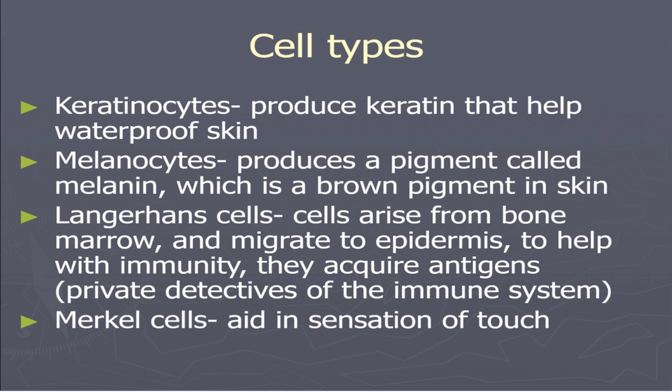Langerhans cells, we talked about a little bit ago, but they actually develop in the bone marrow and transport through the bloodstream to reside in the skin. So they migrate to the epidermis and they are watching for pathogens and acquire antigens in order to help the immune system detect pathogens. And then we have Merkel cells, which are specialized cells that are involved in sensation.